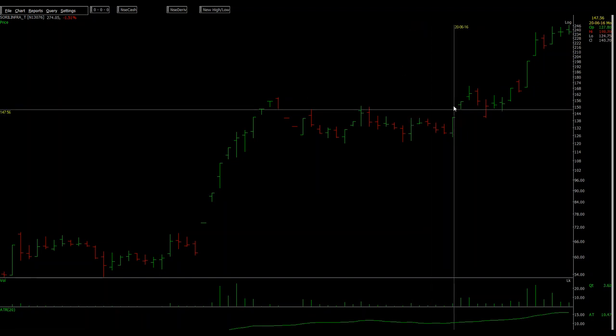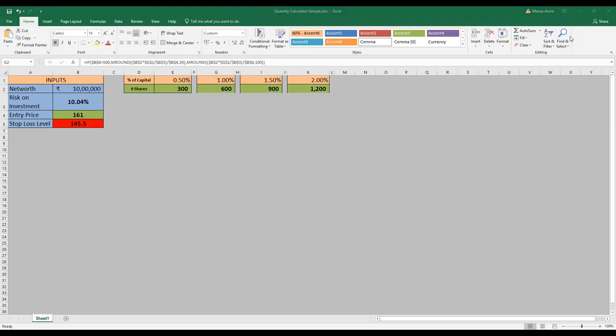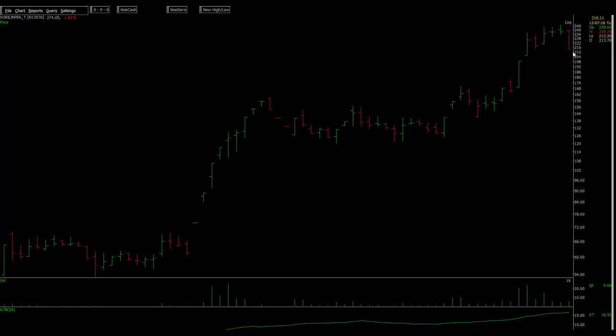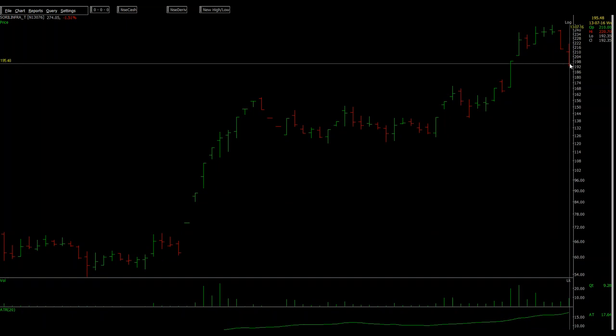Your first entry was at 140, the second was at 161, and now your trailing stop is 205. And after 2 days, it stopped me out. So the final figure is 205.